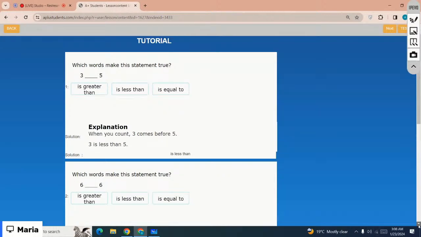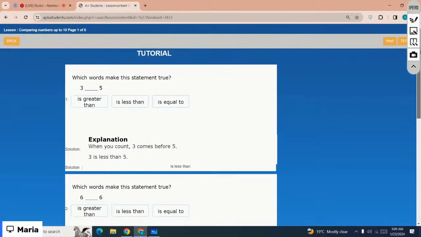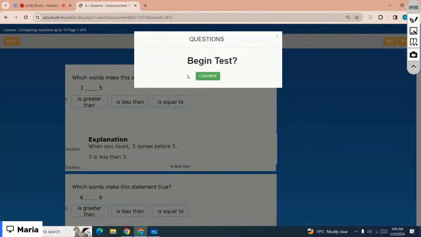The next example is which words make the statement true? You have 6 and 6. They both are exactly the same, so they are equal. 6 is equal to 6. Let's start with the test questions. You have to see which number comes first in the counting.